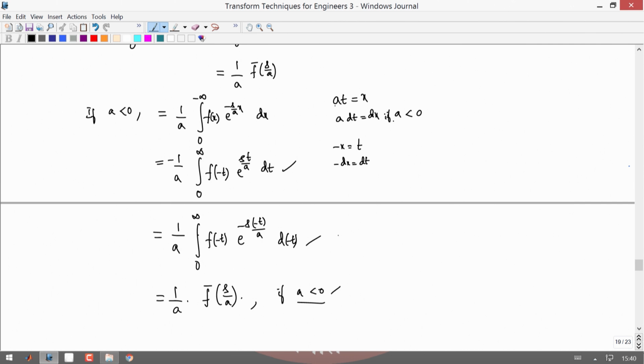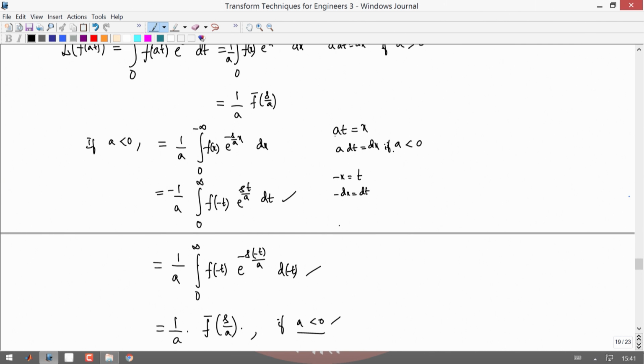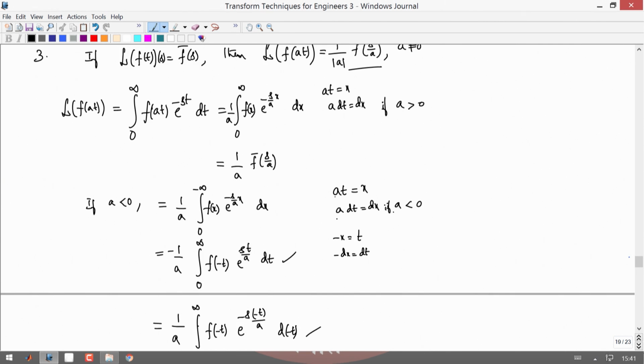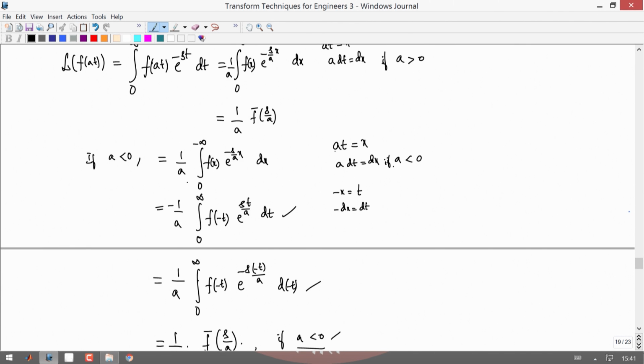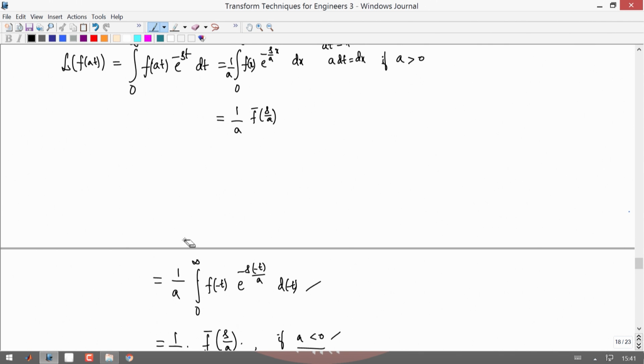Where is this? I missed some negative sign. If a is negative, f of a t, 1 by a e power minus s by a x, there is a minus here. So, we will look into this as a special case later on. I am not getting exactly the same form.